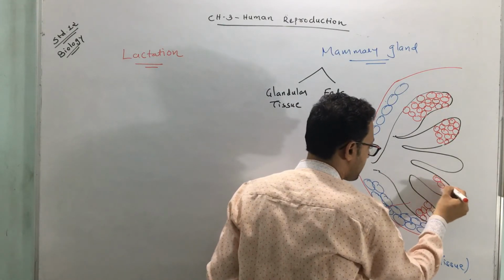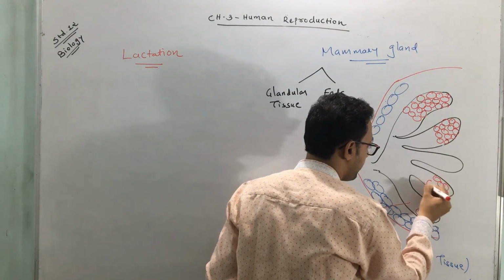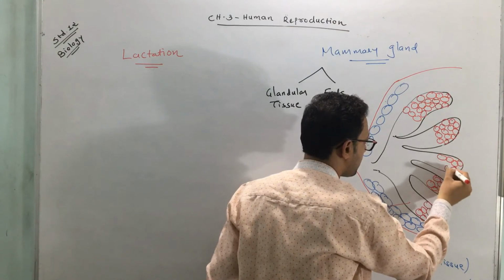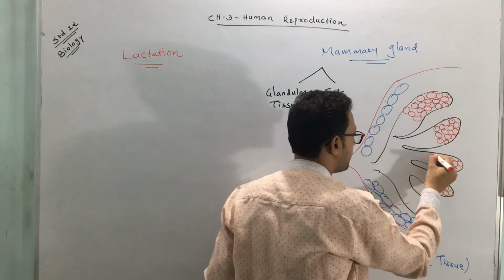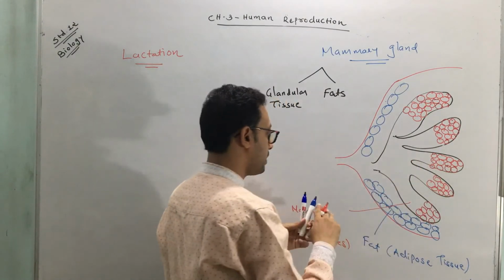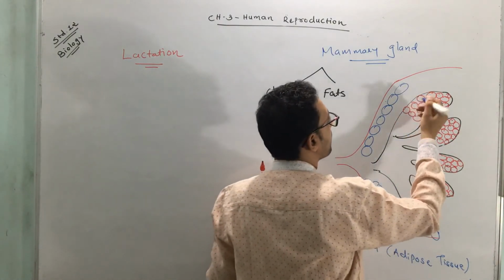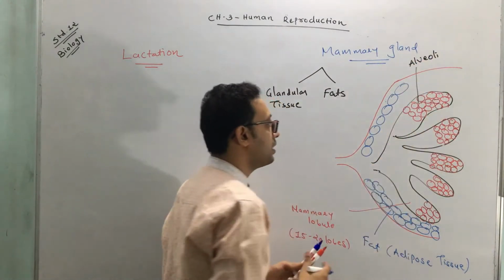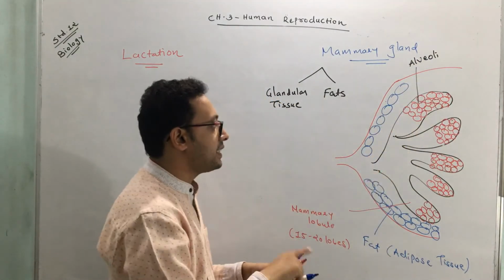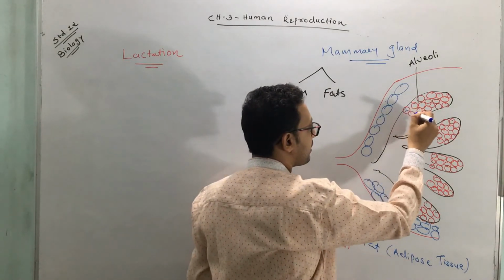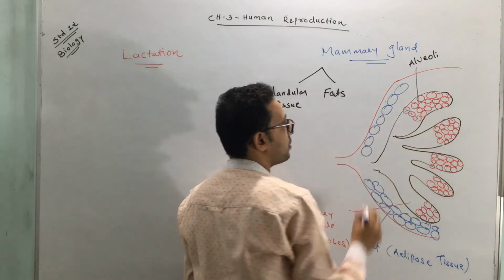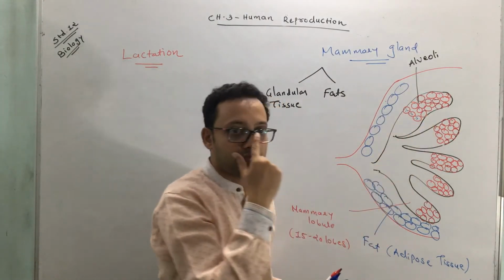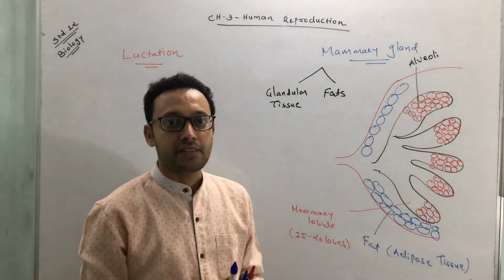This group of cells is called alveoli. A cluster of cells which is found in each lobule is called alveoli. This alveoli secretes milk, like I am showing with the blue. It secretes milk into its cavity, the lumen.